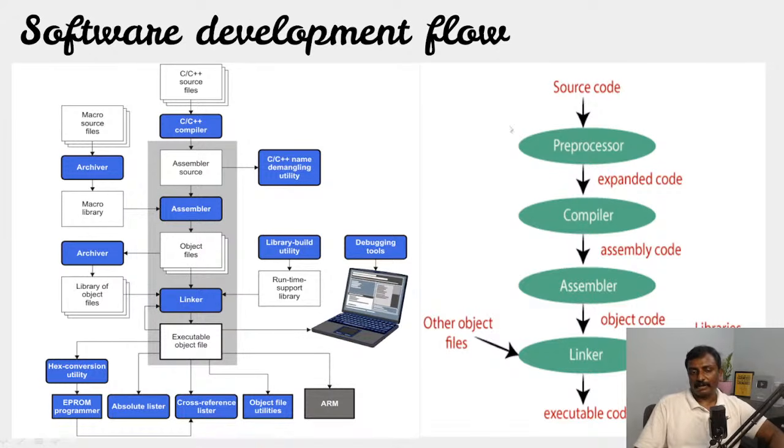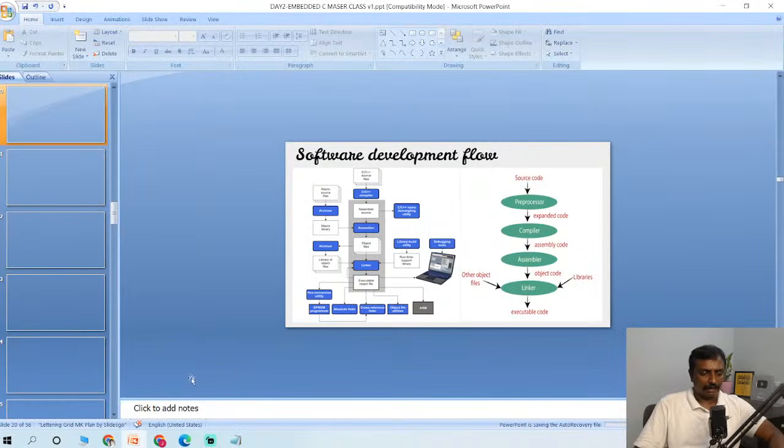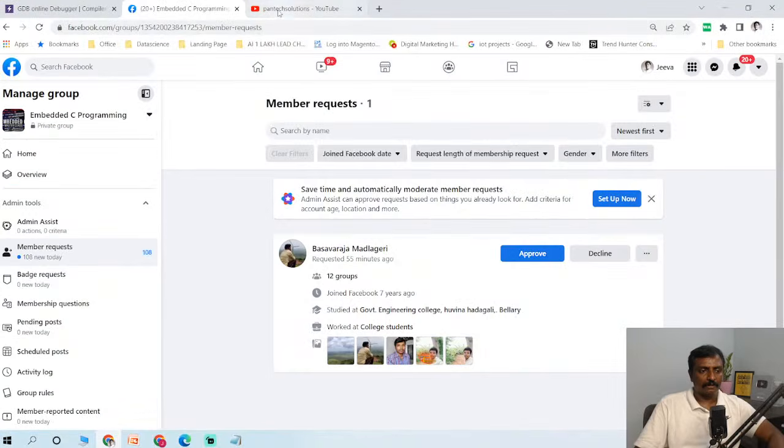So you have the source code. You send it to the preprocessor, which will produce the expanded code, which you then send to the compiler, which will give you the assembly code. You send that to the assembler, which will produce the object code. Okay, so I'll show you a compiler.